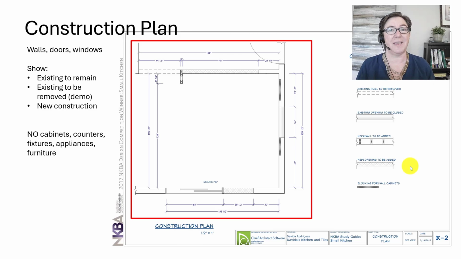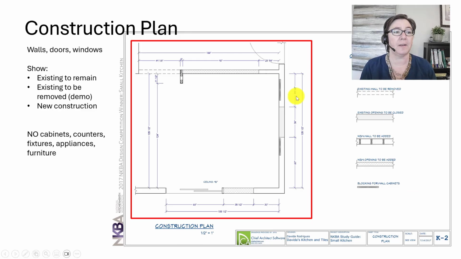Let's talk about the NKBA graphic standards for a construction plan. A construction plan is a drawing showing the changes of construction. This will be the only place in your set where you see what was existing and is now being changed. So you can think of it as the existing demo plan plus new walls, doors, and windows. So what do we show on this plan?